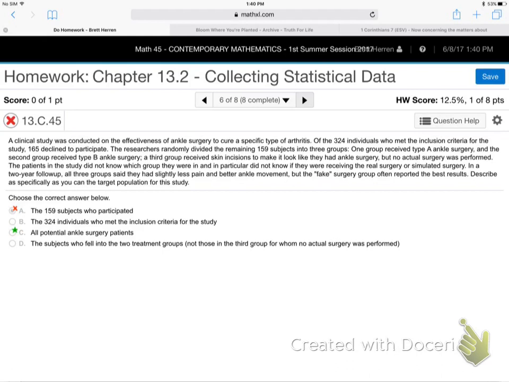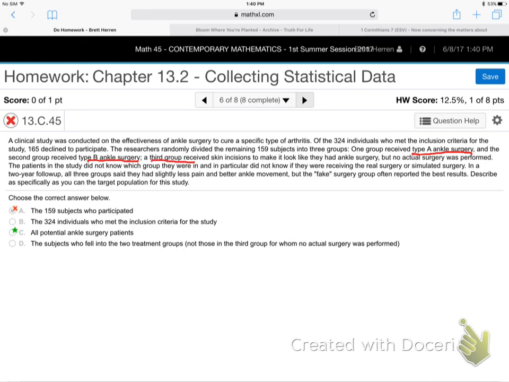Ankle surgery, cure arthritis. 324 individuals met the inclusion criteria; 665 declined to participate. Researchers randomly divided them into three groups. Okay, look at these groups, guys. This one's interesting. Type A, ankle surgery. The second group, type B, a different kind of surgery. They're trying to see what kind of surgery is most helpful, type A or type B, right? They're going to break them into groups.